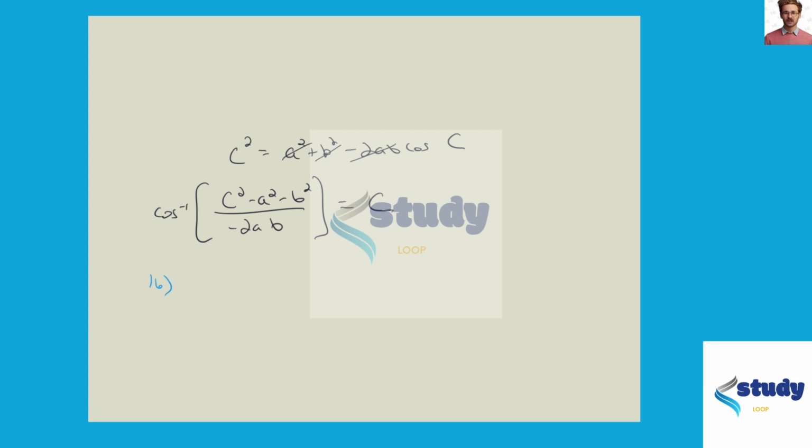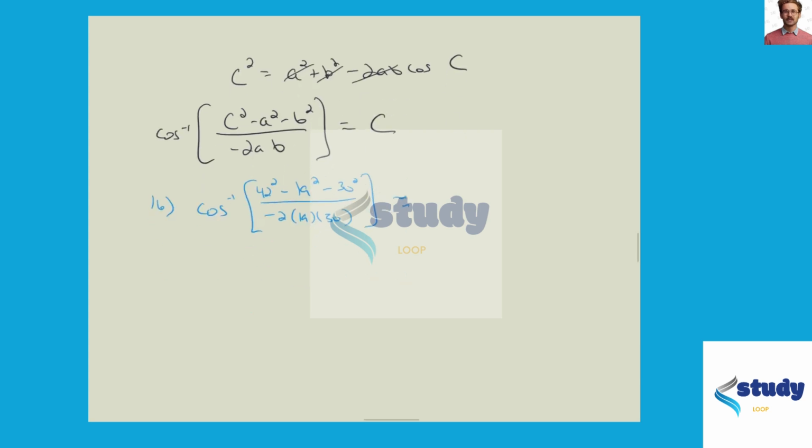If you want to find angle A, then side A, then it would be sides B and C that are the other two sides. So it would be the inverse cosine of 42 squared minus 19 squared minus 30 squared over negative 2 times 19 times 30. I'll come back and calculate in a moment.